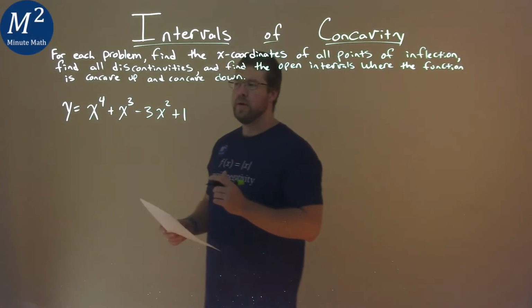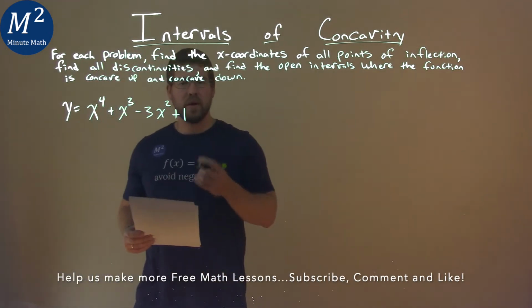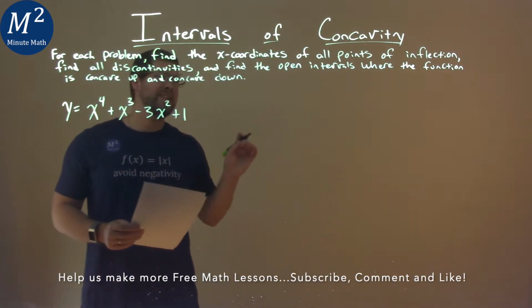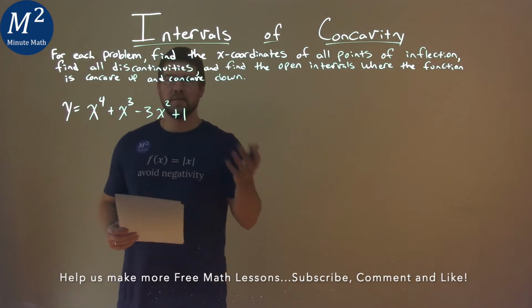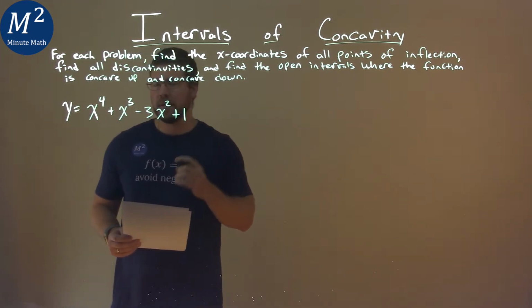We're given this problem right here: y equals x to the fourth power plus x to the third minus 3x squared plus 1. And we want to find the x-coordinates for all the points of inflection, discontinuities, and the intervals where the function is concave up and concave down.